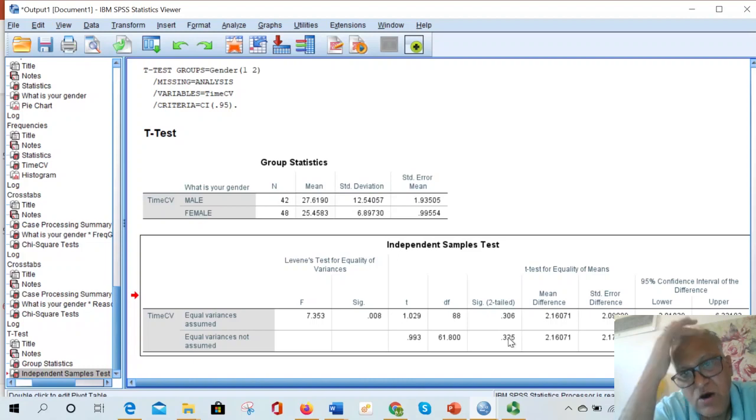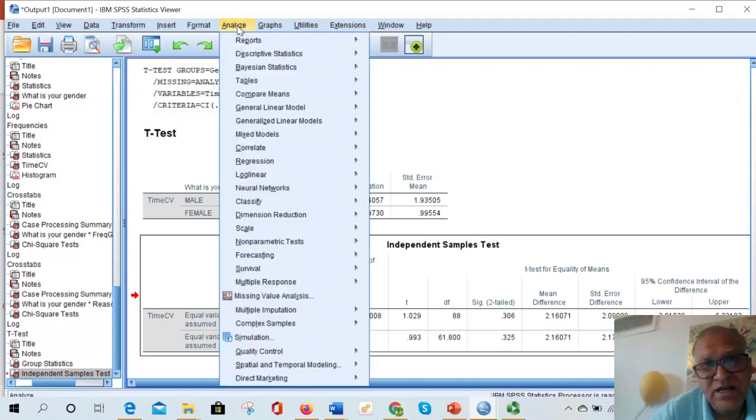So we found that, although from the sample it looks like there is a time difference between male and female on cardiovascular exercises, in reality in the population there is no significant difference. They all spend about equal time, around 27 or 25 minutes. They don't spend different time.